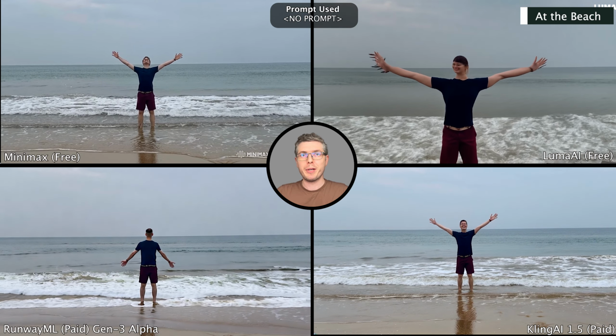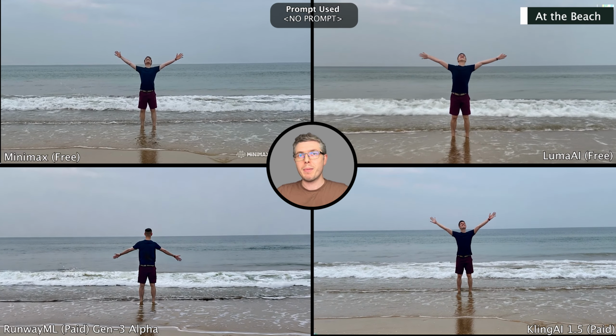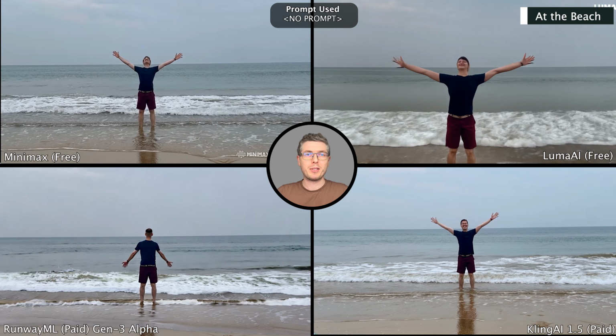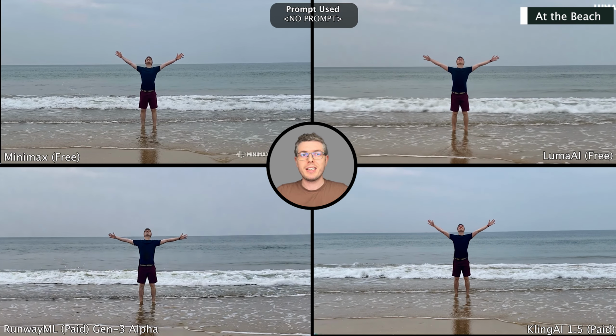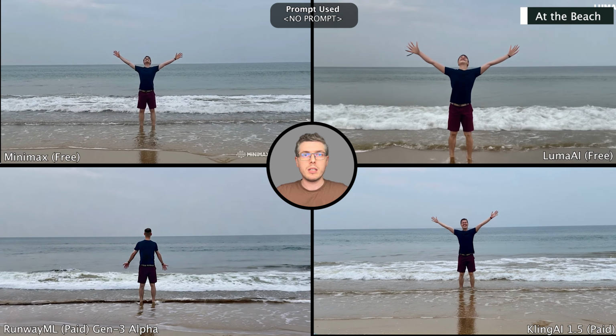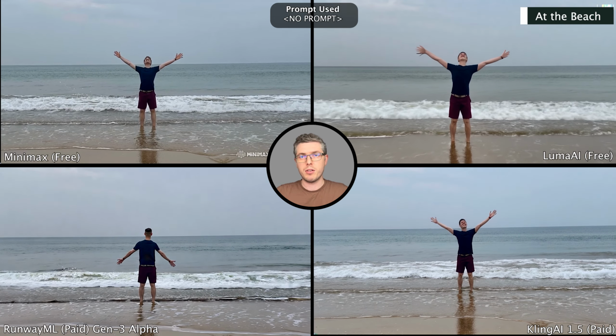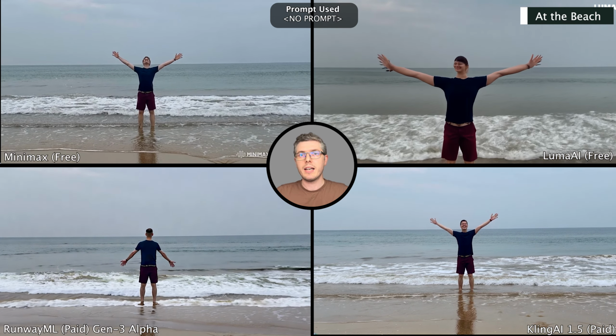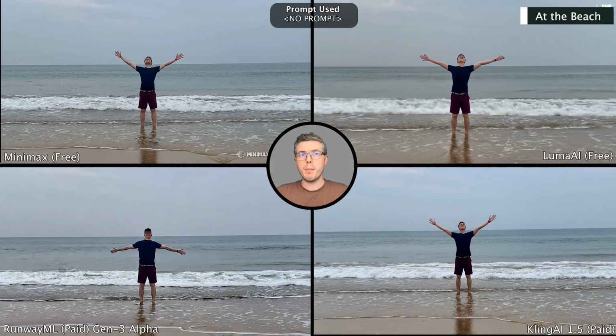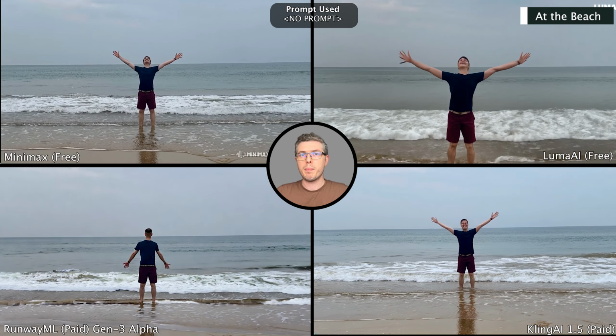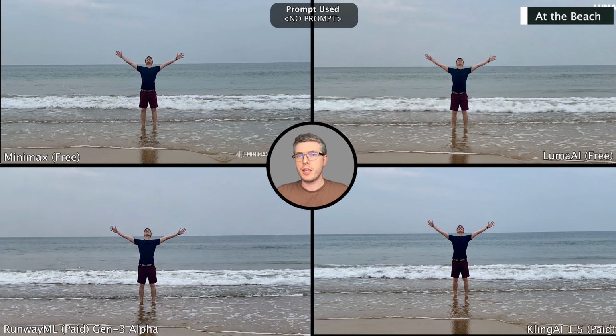Luna, I have no idea what it was doing. This was probably the best output that I got. The other ones were also just as interesting, let's put it that way. RunwayML did an alright job. I don't really like it here compared to Minimax and ultimately Kling AI. As you can see, Kling AI did an alright job. It animated me a bit more than Minimax, and again, it had a bit of a slow motion thing going on for it.